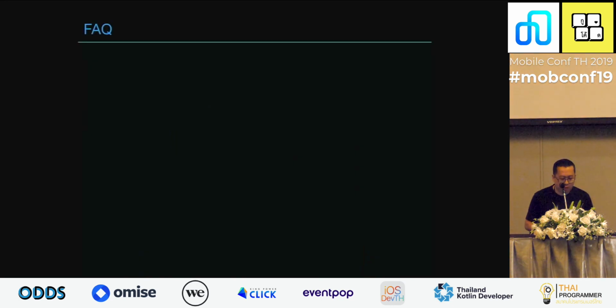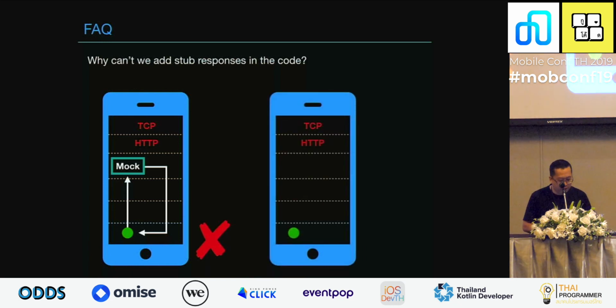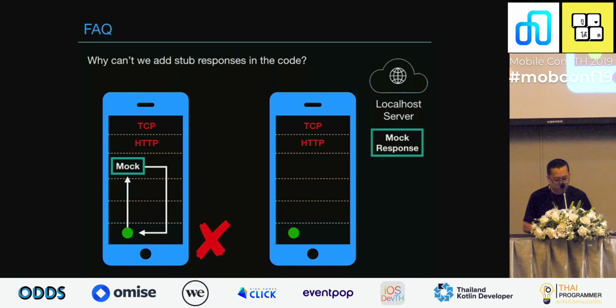Okay, some FAQ. Why can't we add stub responses in our code? Some developers write UI tests by setting mock responses within the production code. So when a use case requires a network request, the actual code execution will only reach the mock response and return the data back to the client. But this neglects other layers in the app, like the HTTP and the TCP layer. So such a test does not correctly reflect how the app behaves in actual production. So if you're writing XCUITest in this way, this is not really recommended. The localhost test, on the other hand, ensures that the code on all layers is executed for network requests to complete the use case.